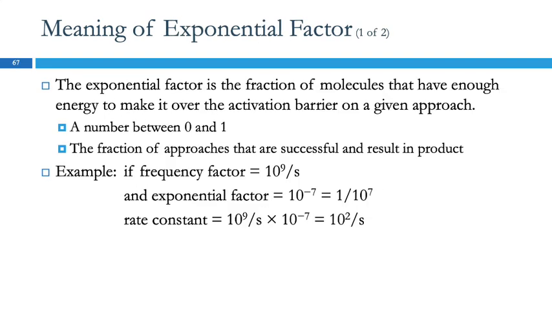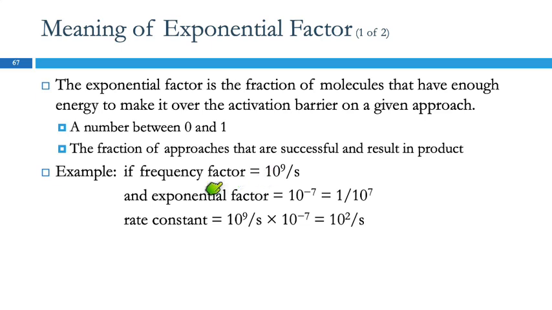So what about the exponential factor? Well, this gives us the fraction of molecules that have enough energy to make it over the activation barrier on a given approach. So that factor is going to be a number between 0 and 1. It's the fraction of approaches that are successful. If the frequency factor were 10 to the 9 per second, that's really, really high, right? But molecules are really, really busy little guys.